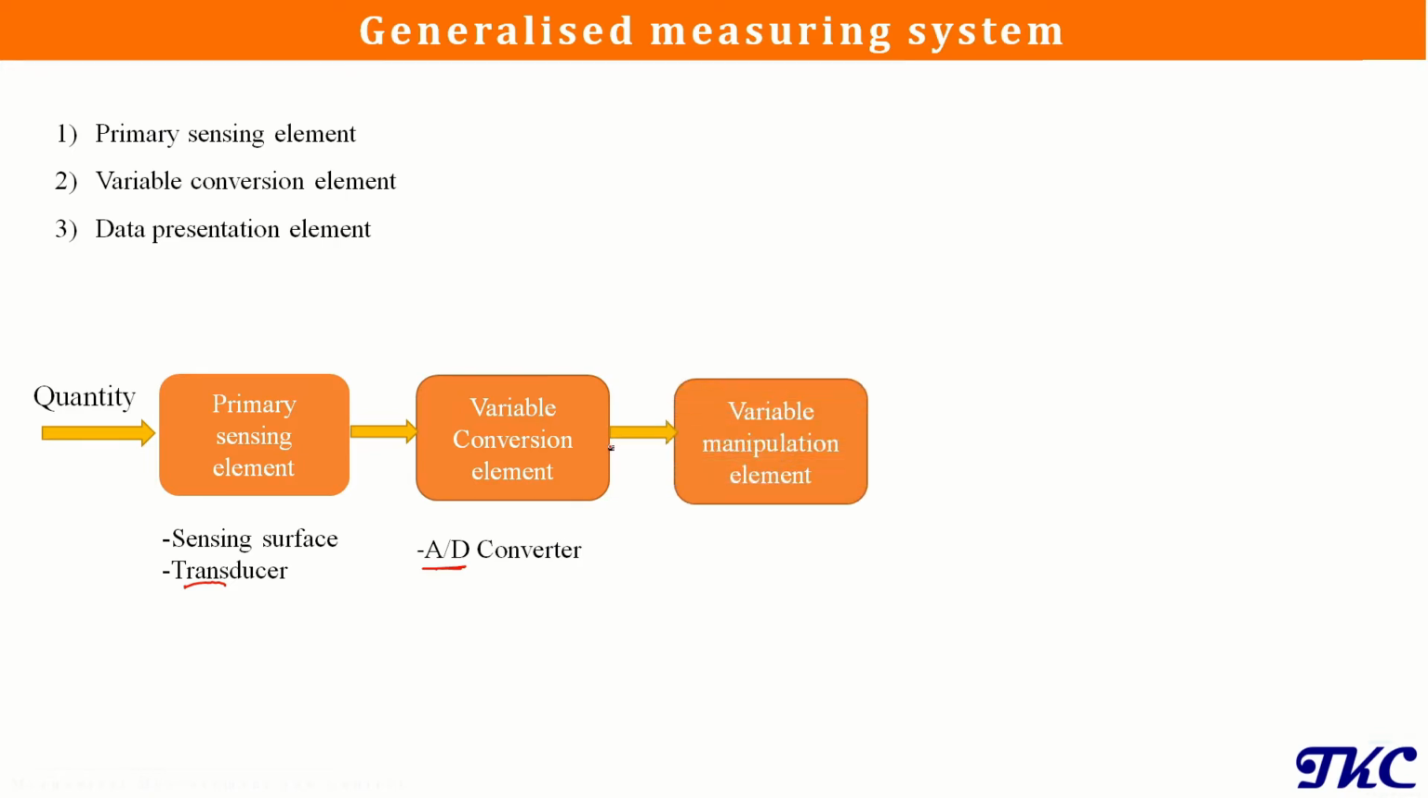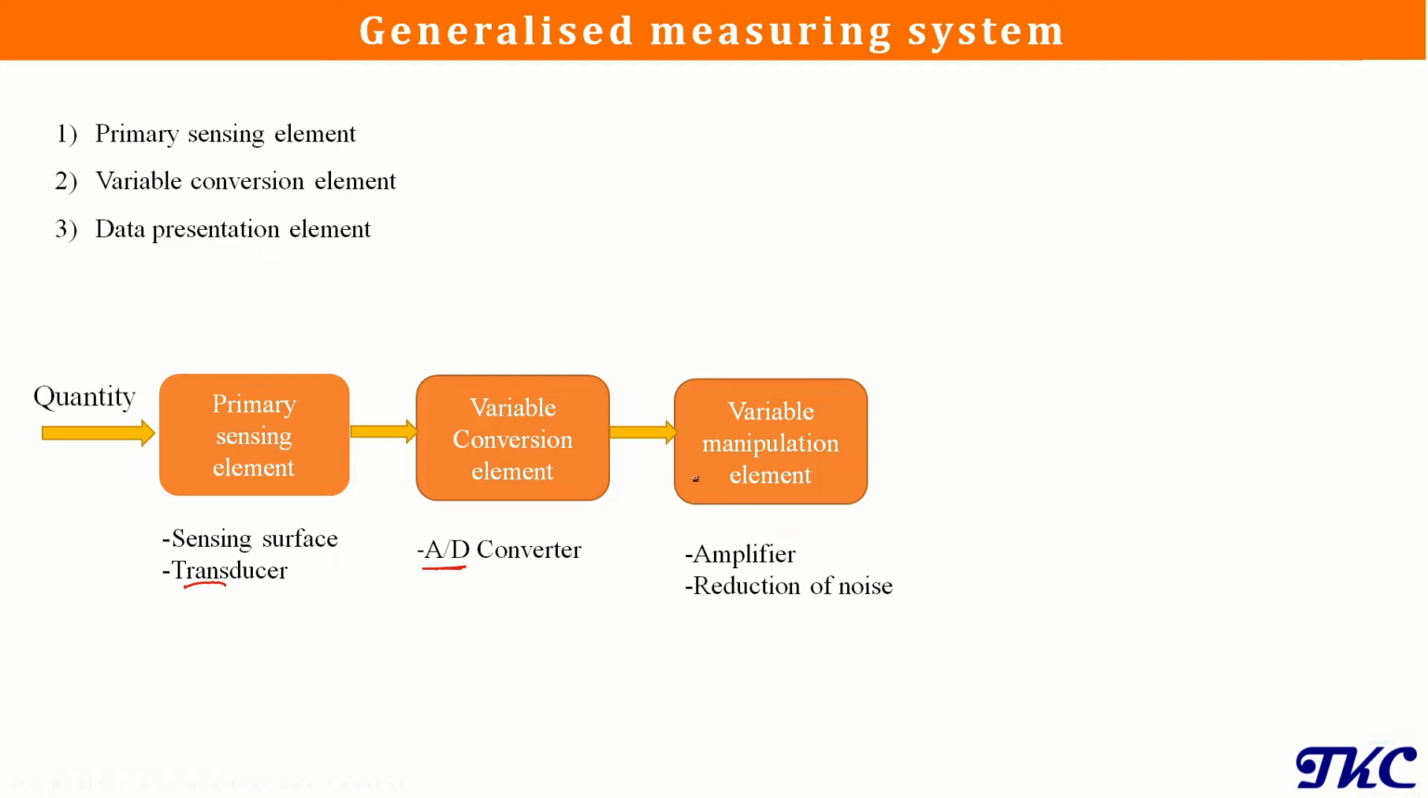Now the signal that is received from this variable conversion element will be sent to the variable manipulation element. It may be possible that the signal that we are getting is very low, so we need to amplify that. For that we have an amplifier, and that is going to happen at this stage, the manipulation stage. So what we are doing is manipulating the quantity that we have sensed. Mostly it is an electrical quantity that we are going to get, and that we are trying to manipulate. So we will have different types of elements that can do that.